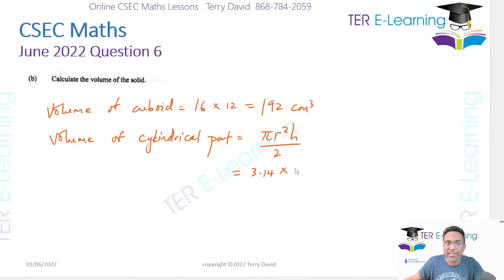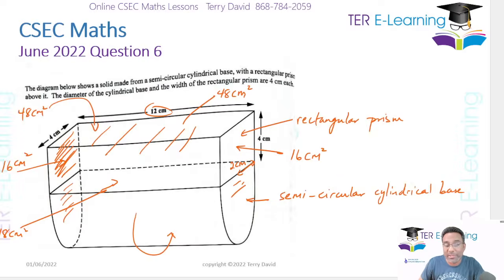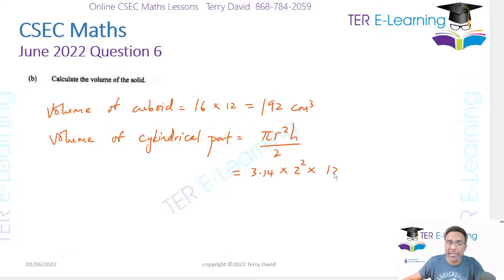Multiply by your radius squared. We said that the radius of this thing is 2 cm. Multiply by the height. The length of the cylinder here is actually 12 cm. So this is going to be 12 over 2. So that's going to be 3.14 multiplied by 4 by 12 divided by 2. And I'm going to get 75.36.